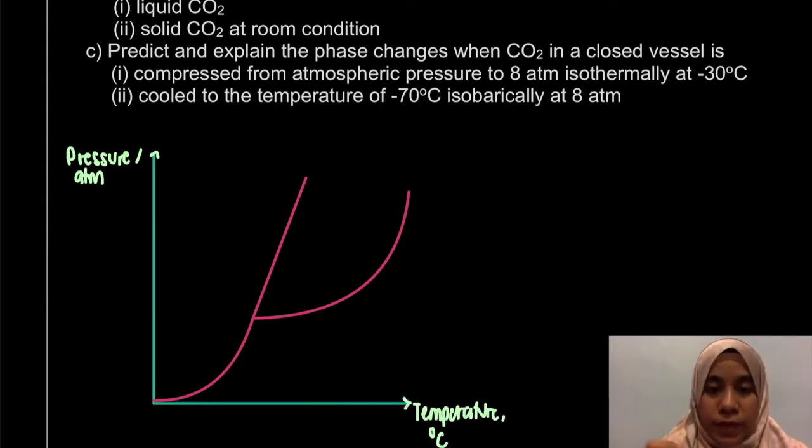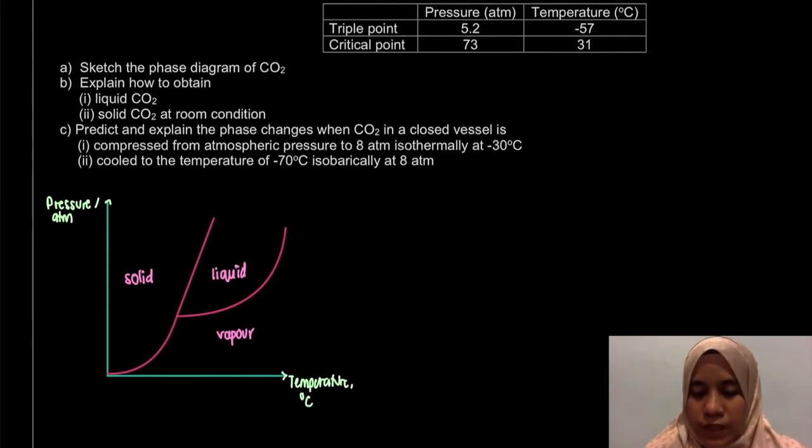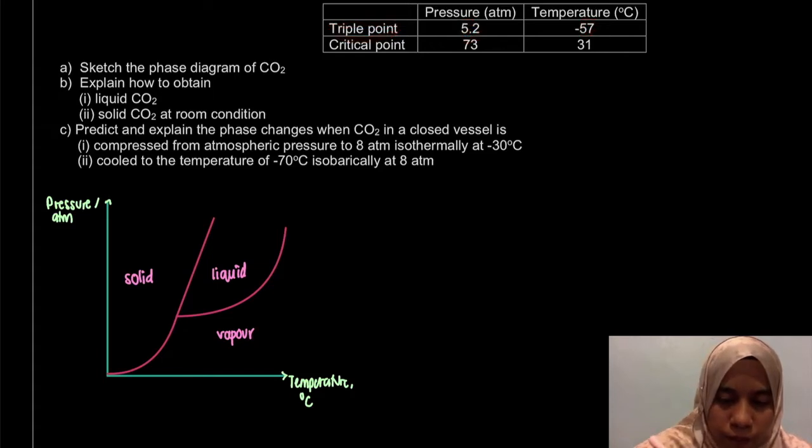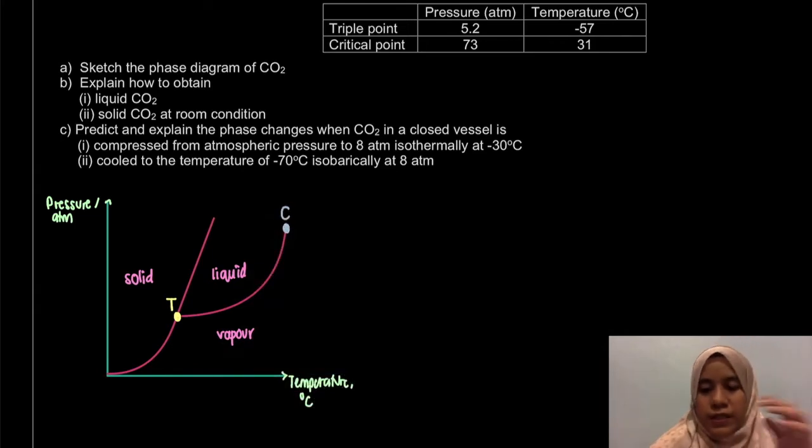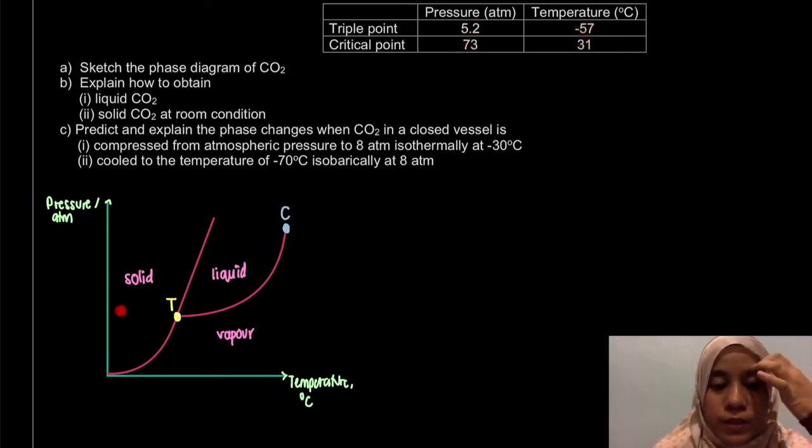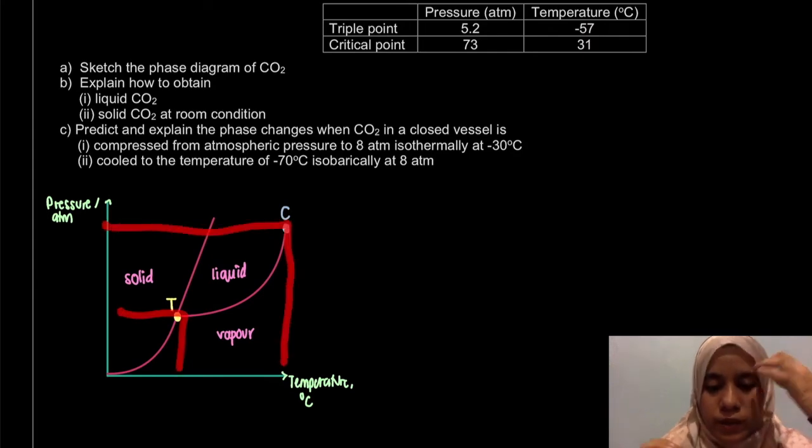Then don't forget to label solid, liquid, and vapor. So that's the first one. Here they give us the triple point, 5.2 and negative 57. How am I going to write it down? First, the label. This is my T, and this is my C. They have already given the triple point, 5.2 atm with temperature negative 57, and the critical point, 73 atm with 31. So we have to label it.